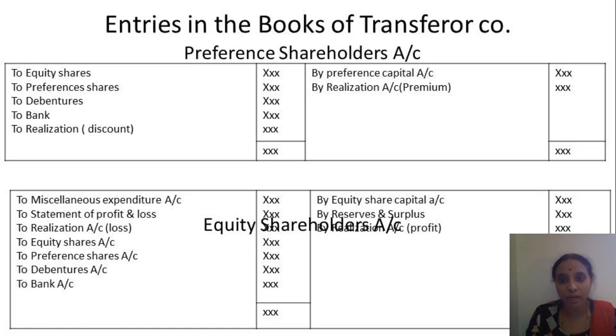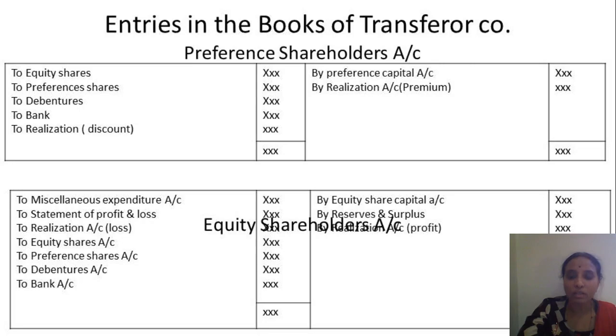Whatever is paid in the form of equity shares, so all those things you are going to take. Any expenditure also should be debited to the equity shareholders account. So these are the ledger accounts: equity shareholders, preference shareholders, realization account, and transferee company account. So these are the four important accounts to be maintained in the books of the transferor company.